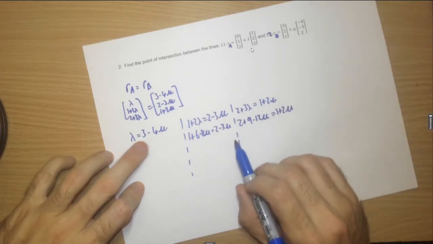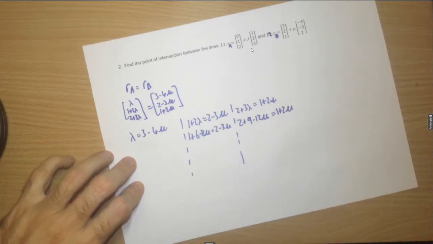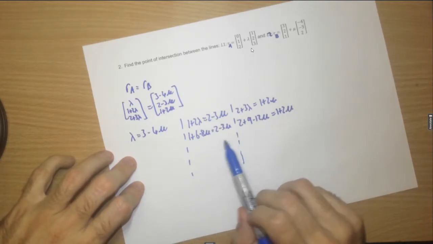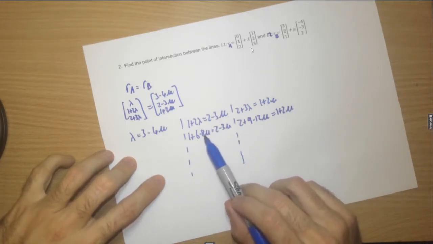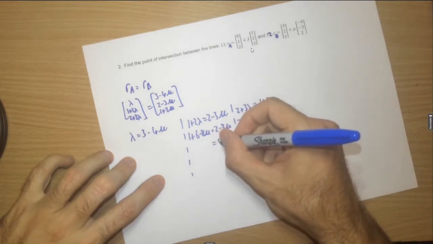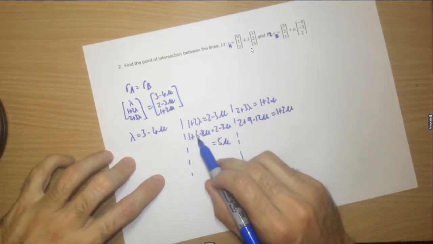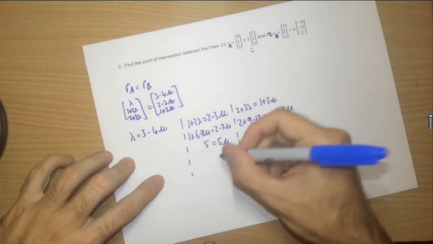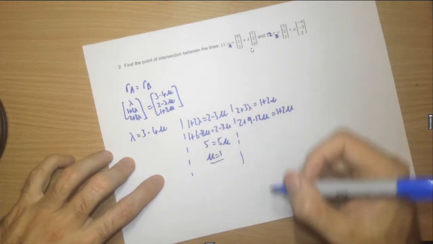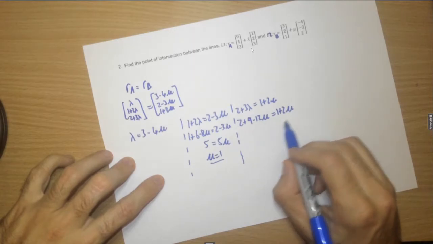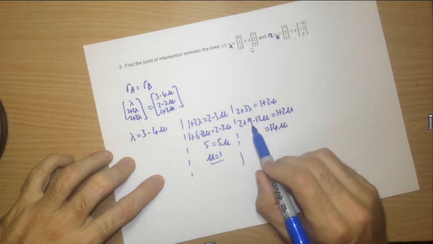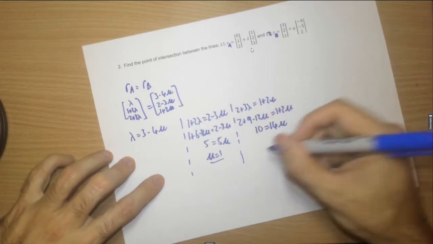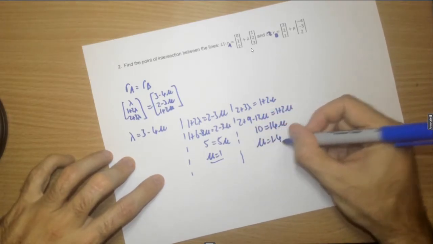Now let's solve for mu. And if all the mu's are the same, we should end up with the two lines intersecting each other. So let's solve the y components first. I'll bring these 8 mu's across to this side, which leaves me with 5 mu's. 1 plus 6 is 7, 7 take away 2 is 5. So here we've got mu equals 1. Let's solve this side now. We'll bring these mu's across, so we'll have 14 mu's. 2 plus 9 is 11, 11 take away 1 is 10. So this mu is 1.4.